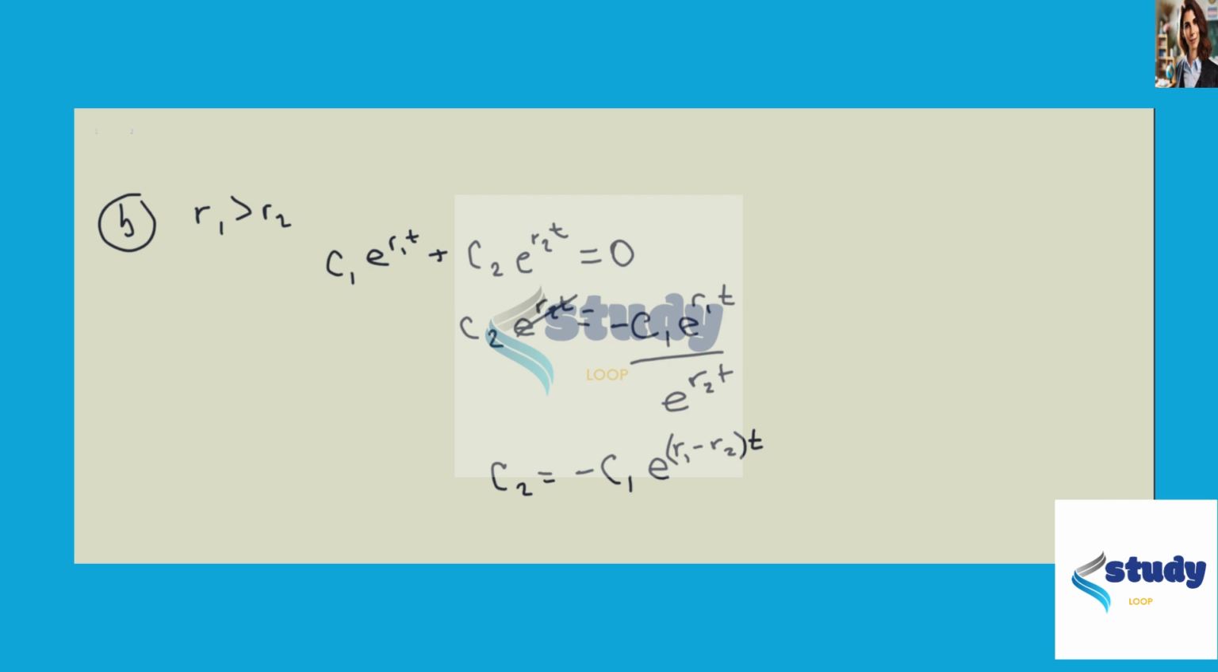And given that R1 is greater than R2, we know that R1 minus R2 has to be positive or greater than 0. So we can only have a t-intercept if the absolute value of C2 is greater than the absolute value of C1.